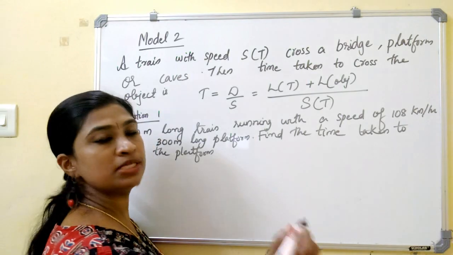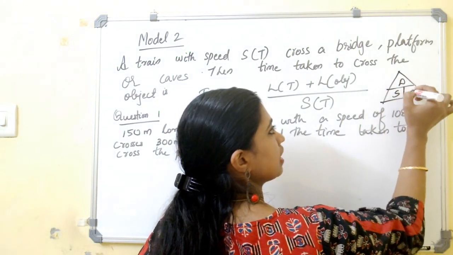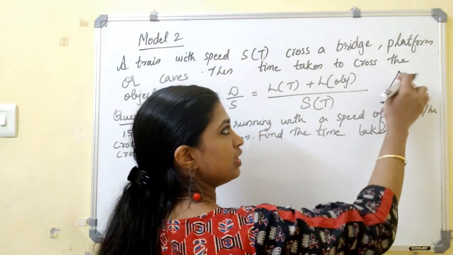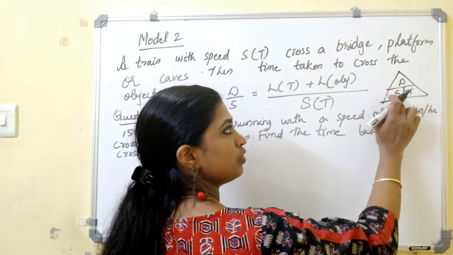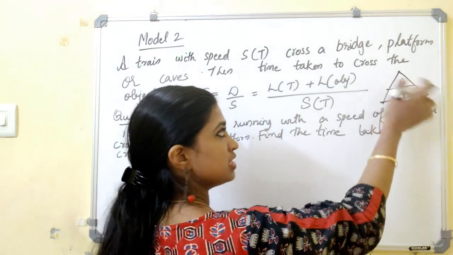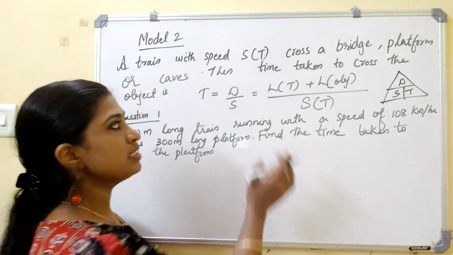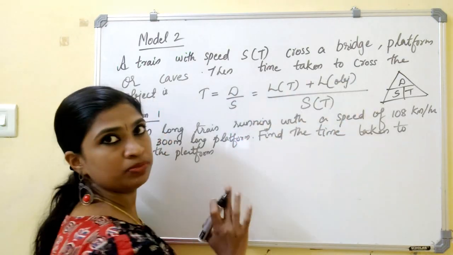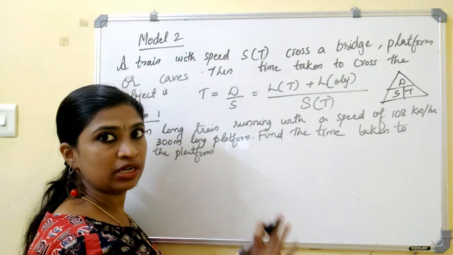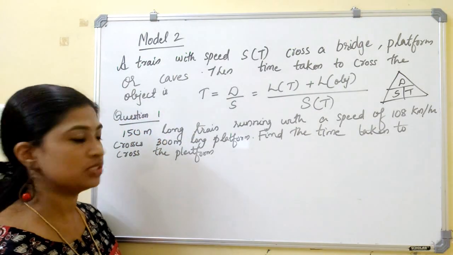So every problem is based on only this triangle: distance, speed, and time. If you are asked to find the length of the object, you just need to multiply speed and time. If speed is asked, it is distance by time; if time is asked, it is distance by speed. And the distance is length of train plus length of object, and the speed is speed of train as the object is stationary. So we can do the problem based on this.